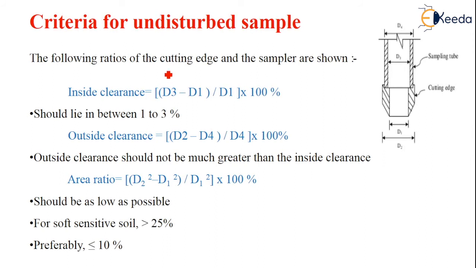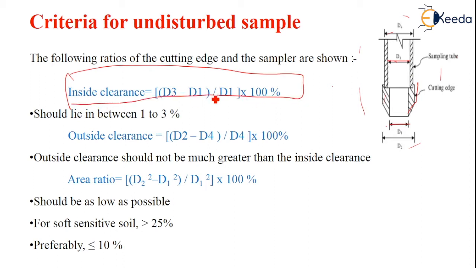Coming to the criteria for undisturbed sample, this is the equipment which is used for taking the undisturbed sample. This is a sampling tube and this is a cutting edge which is operated inside the soil profile. Inside clearance is taken as (D3 minus D1) by D1 into 100. This is a very important formula. We'll be seeing a few problems based on this. It should lie between 1 to 3%.